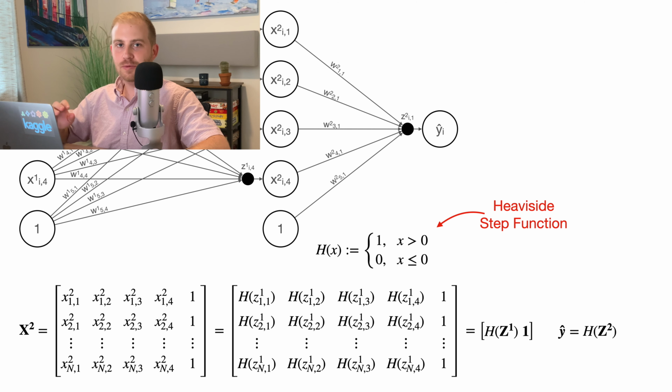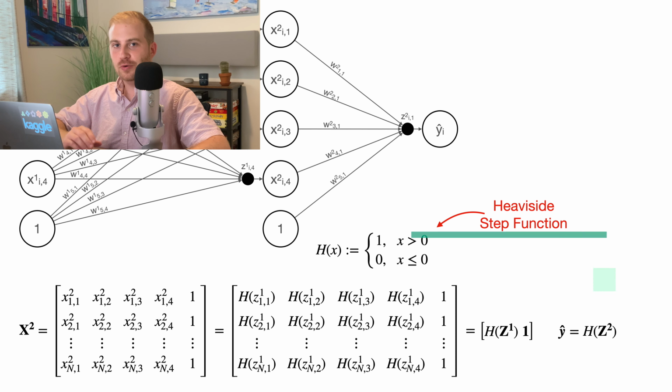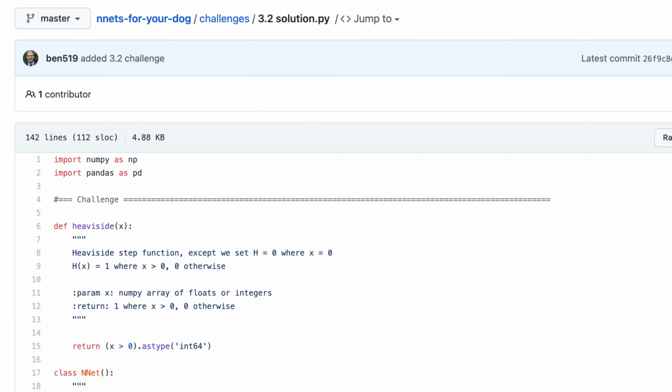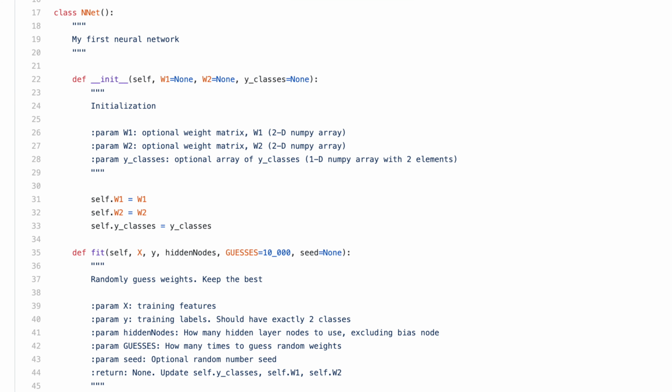Lastly, I should mention that the process of making these calculations all the way from input to output is what's called the forward pass. Let's see how I implemented this in code. The first thing I do is define a helper function called Heaviside, which inputs a 1D array of real numbers, x, and outputs a corresponding 1D array of 1s and 0s using the Heaviside step function. Then I define a neural net class with 3 methods. Init, which allows me to initialize a neural network, optionally passing in W1, W2, and Y classes ahead of time if I already know what they should be.